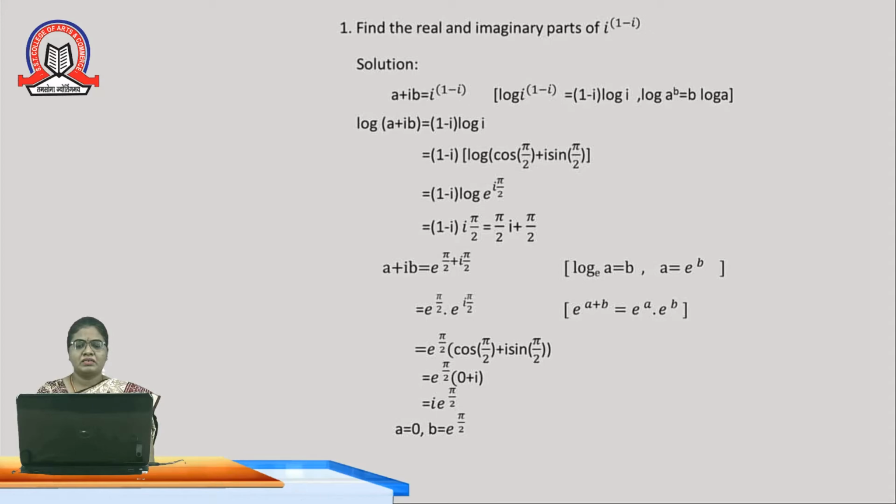Taking log from the left-hand side to the right-hand side, it turns to e power pi by 2 plus i pi by 2. Using the formula e power a plus b equal to e power a into e power b, we expand this. Then e power pi by 2 is a constant. Again we convert e power i pi by 2 to polar form as cos pi by 2 plus i sin pi by 2, that is e power pi by 2 into 0 plus i, which is equal to i e power pi by 2. Here we get the a value: the real part is 0 and the imaginary part is e power pi by 2.